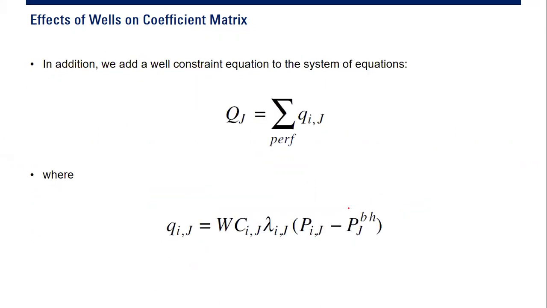In addition, we add a new well constraint equation to the system of equations. The constraint is that the flow rate at row J equals the summation of the flow rates of all the perforated grid blocks I, J at this row J. If you sum them up, you get the total flow rate from row J. And we can calculate the flow rate from each grid block at I, J from here.